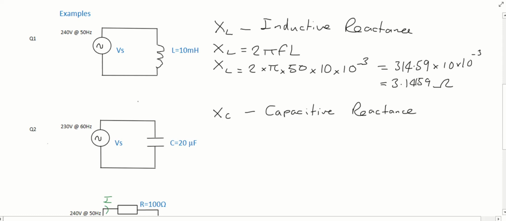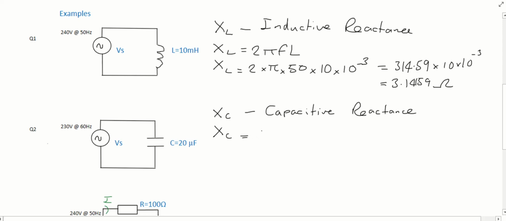Okay, why are we calculating this sort of thing? Because we need it to do our calculations for our voltage phasor, which is going to come up on the next question. So we need to know these values. So what we'll do is we're going to do a calculation for XC.